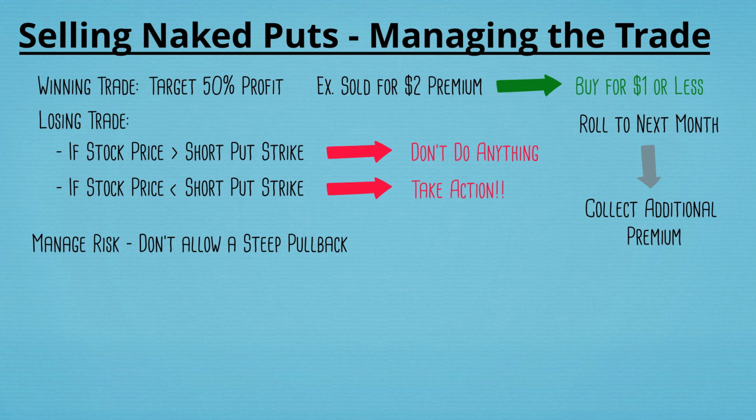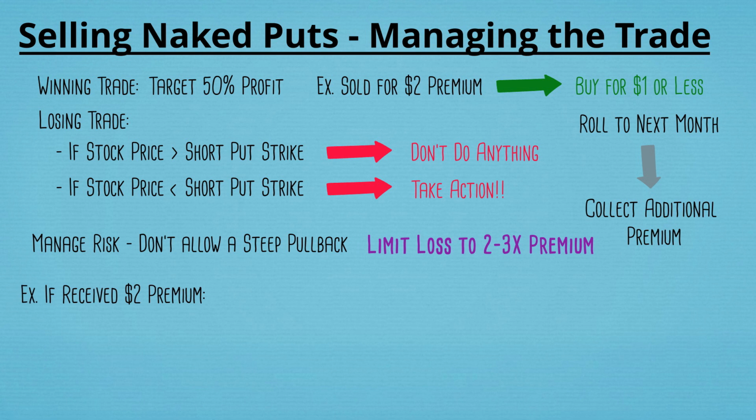So my rule of thumb is, I'll never let these trades get more than about a 2 or 3 times loss. So just to clarify what that means, let's say you receive $2 in premium when you sold the put. That means if you have to buy it back for $6, that would be a 2 times loss. Again, you receive $2, you buy it back for $6, that means you have a $4 loss. That's a 2 times loss.